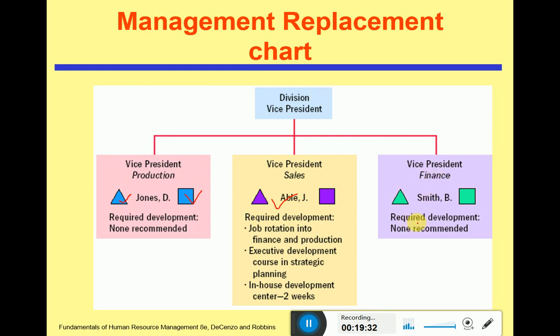Now, the vice president of finance, Mr. Smith, is marked required development, not recommended. That means Mr. Smith is not recommended for further promotion to the position of division vice president. This one is marked required development, so he is not suitable, but this one is a bit ready to take over the position of division vice president. So this chart, this physical representation, is basically showing us which person is ready to take over the higher level position in the upcoming future.